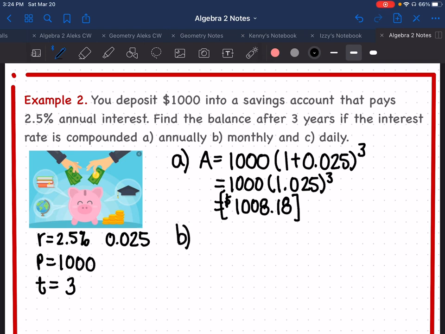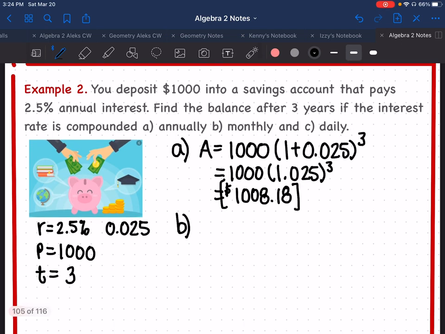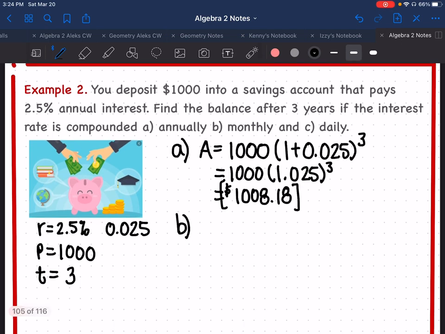Now, when I go ahead to start compounding it monthly, I have to think of a little bit different of a formula. It changes just slightly.